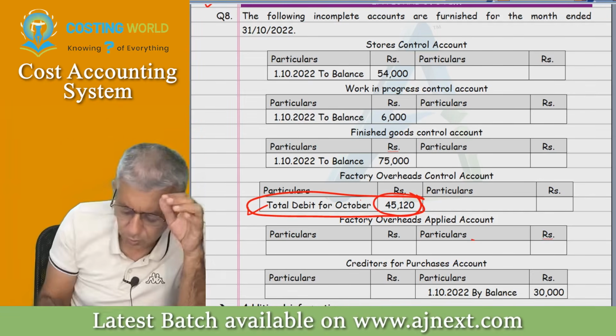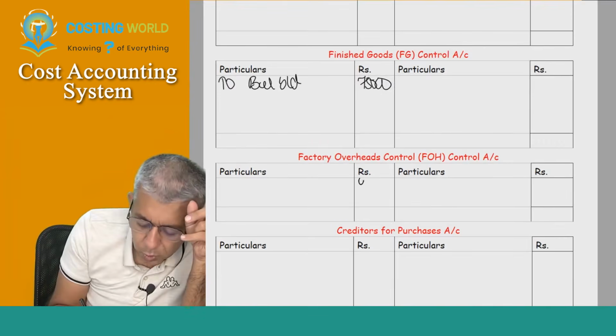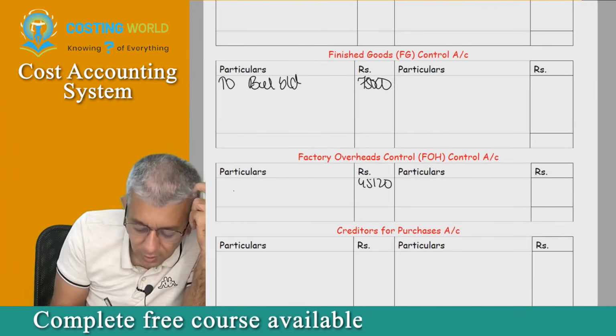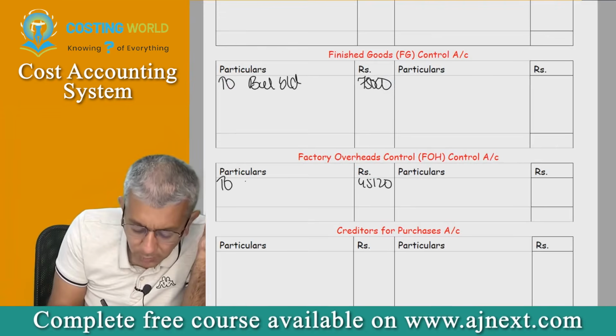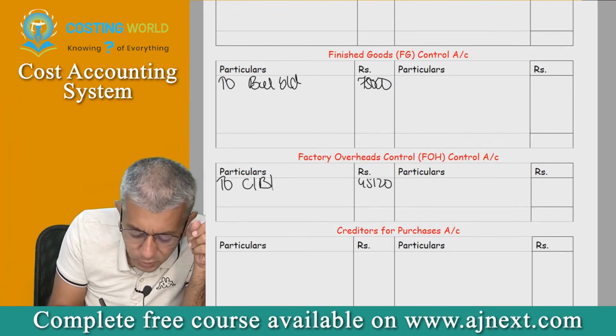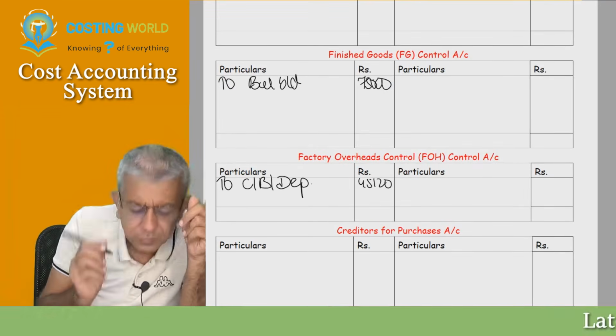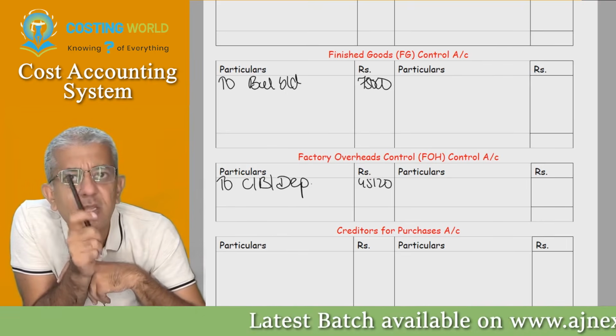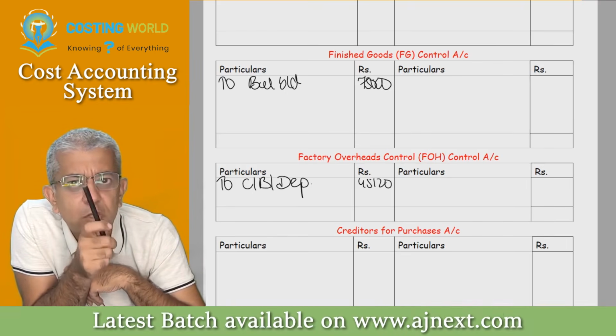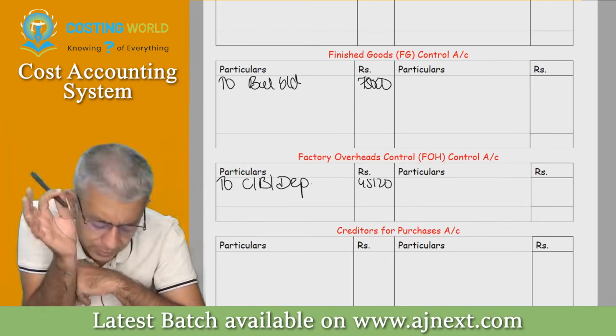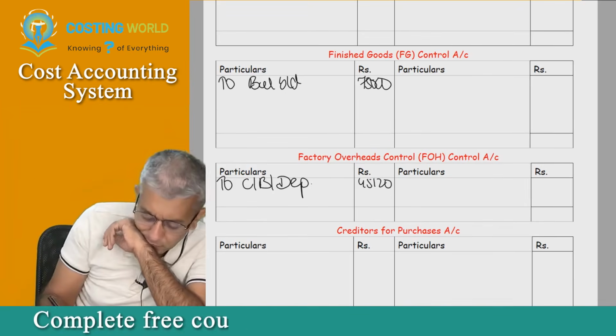Okay, so do one thing. Don't write down to GLA because it is integral accounts. Can we say all actual amounts originally have an entry, cash bank or depreciation? We have done that in your absorption costing also. Either it will be a cash expense or it will be depreciation. 45,120.